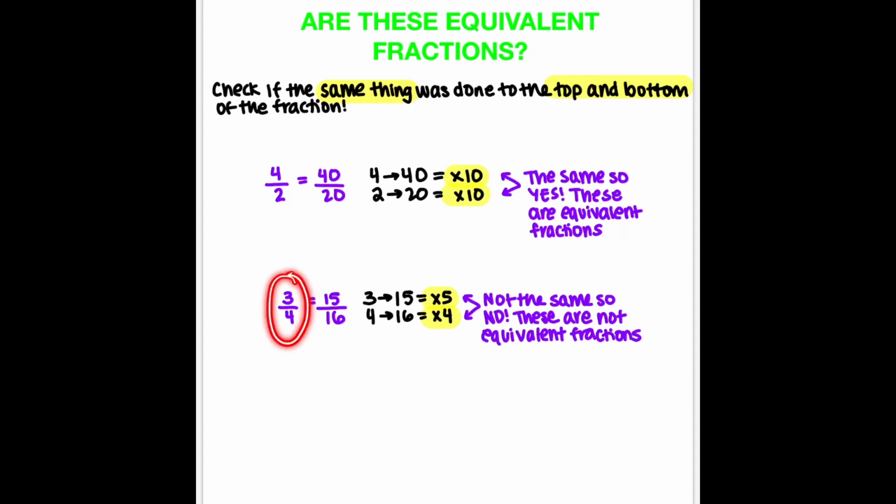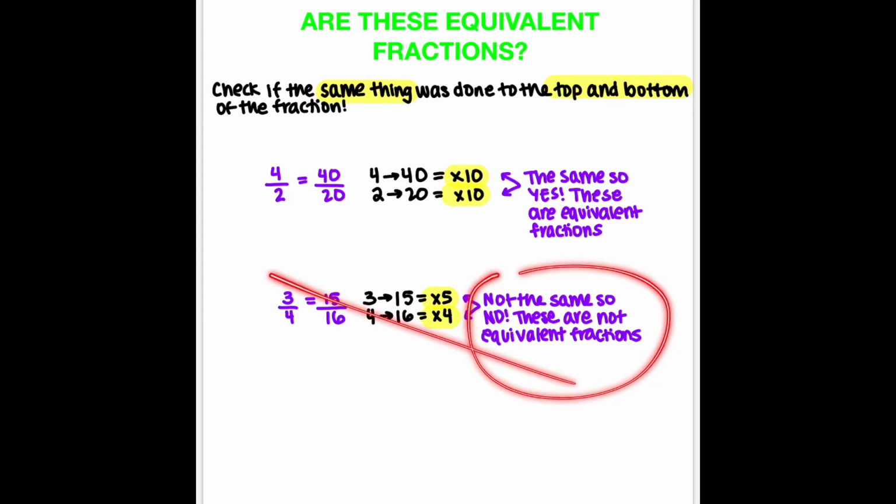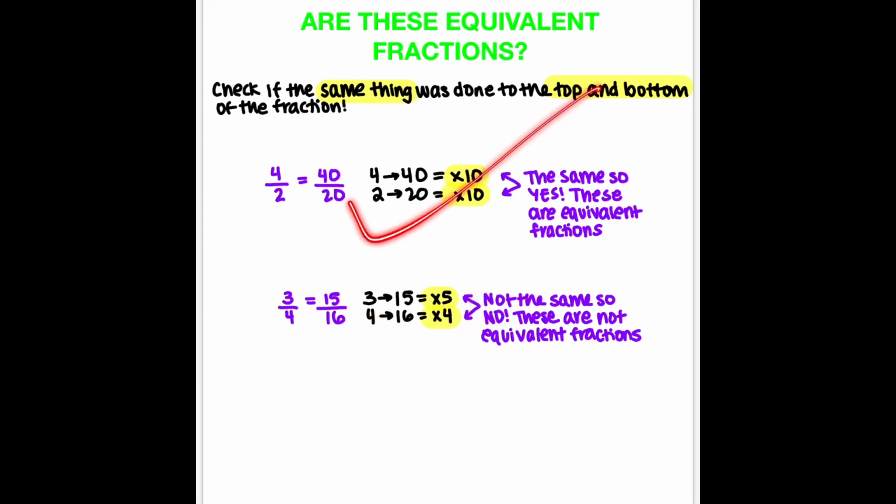Last example. 3 divided by 4 is equal to 15 divided by 16. How do we get from 3 to 15? Well, we multiply by 5. Now let's do the denominator. How do we get from 4 to 16? We multiply by 4. These numbers are not the same. In other words, the same thing was not done to the top and the bottom. That goes against our big rule. So in this case, these are not equivalent fractions. This is not an equivalent fraction. This was an equivalent fraction.